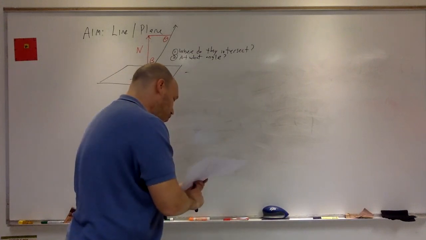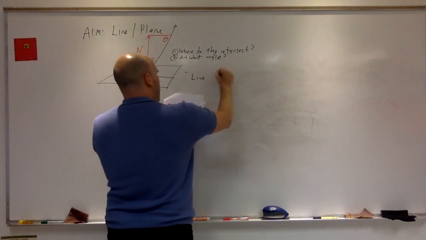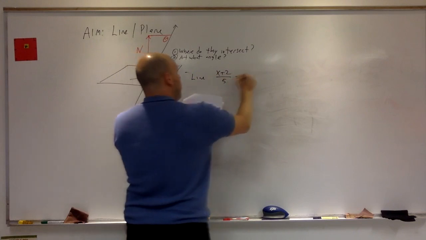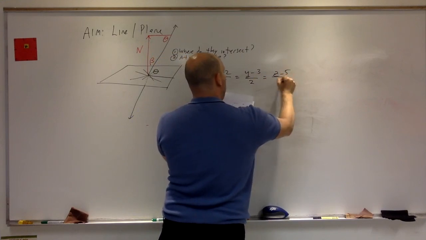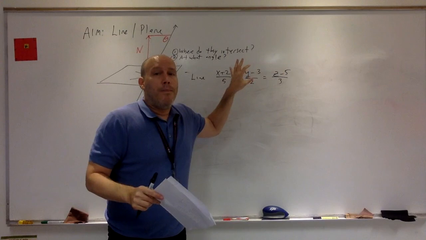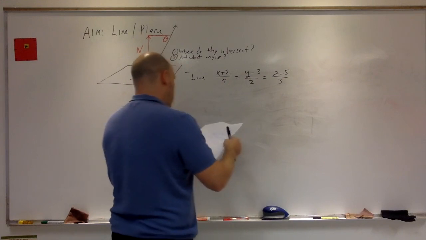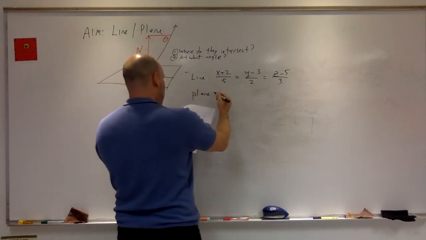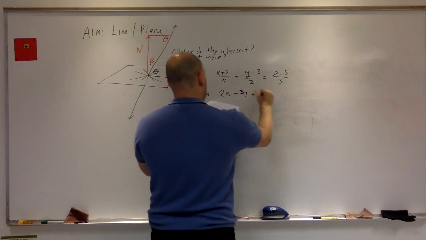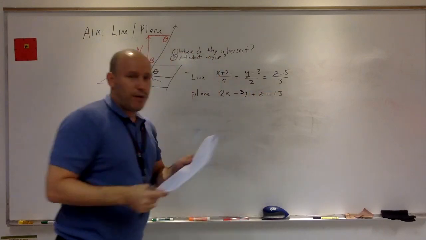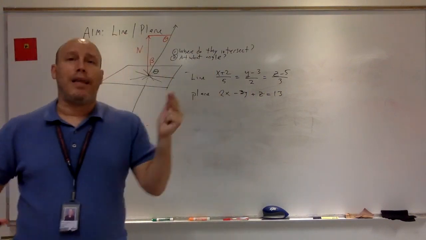Let's see. My next equation is, the line is x plus 2 over 5 equals y minus 3 over 2 equals z minus 5 over 3. This is an easy equation. There's going to be just messiness in here. Prepare for it. And then we have the plane. Let's see. What did I say? 2x minus 3y plus z equals 13. So I want you to find where it intersects, and at what angle it intersects.